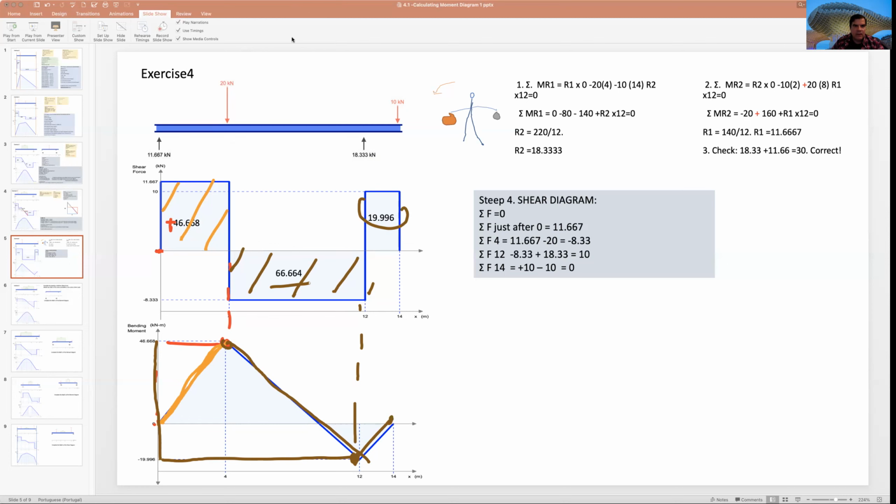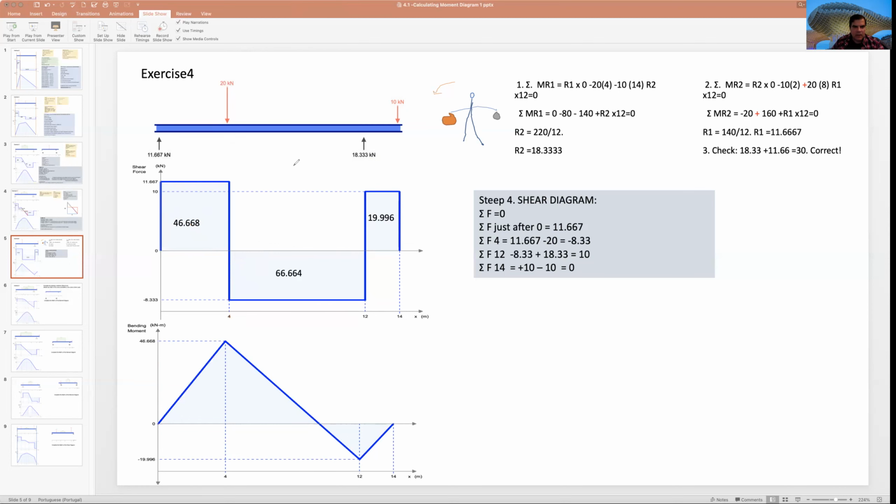Conclusion. The maximum shear is in this area, and it's 11 point something. And the maximum moment is in this point, and is 46. That makes sense because look, when we look at this beam, this is the place where you have the maximum moment. How will this beam deflect?